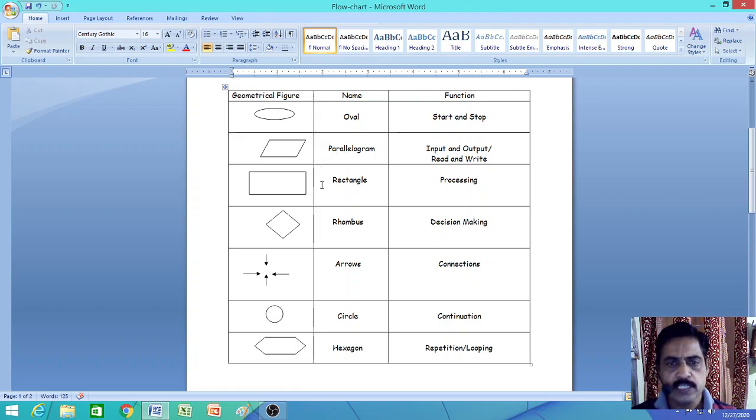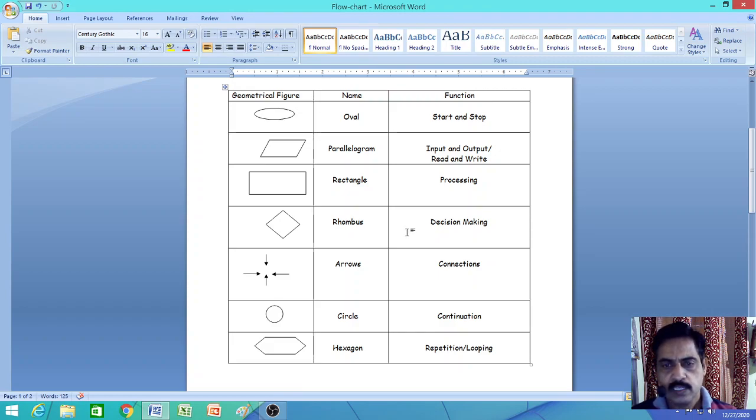Then the next one is the rectangle symbol. Its function is processing, that is, for calculation purposes. The next symbol in the flowchart is the rhombus. Its shape is a diamond shape. Its name is rhombus. It is used to make a decision, or its function is decision making.